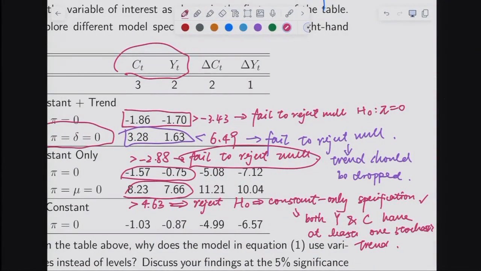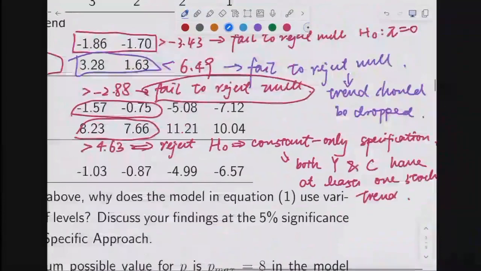So we then look at the columns associated with the delta C and the delta Y. And given that we have decided the constant-only specification to be the most accurate specification for the level, we should start from the constant-only for the first differences as well. So we first look at these two values. And again, we will compare them with the minus 2.88. And obviously, both are more negative than the minus 2.88.